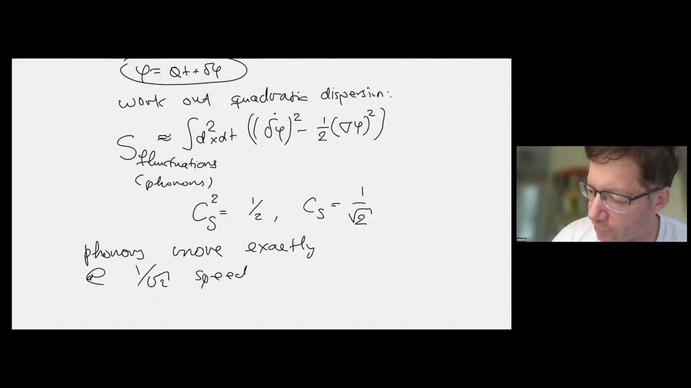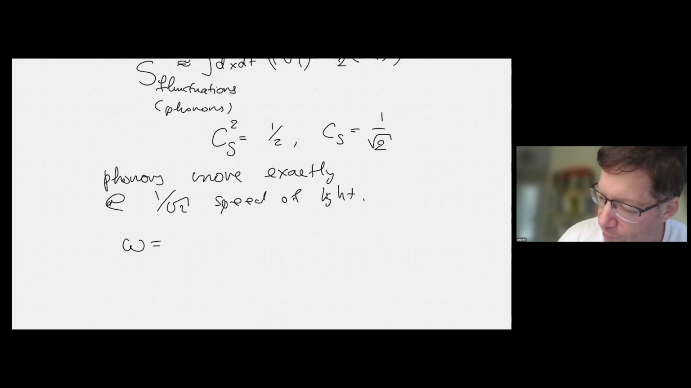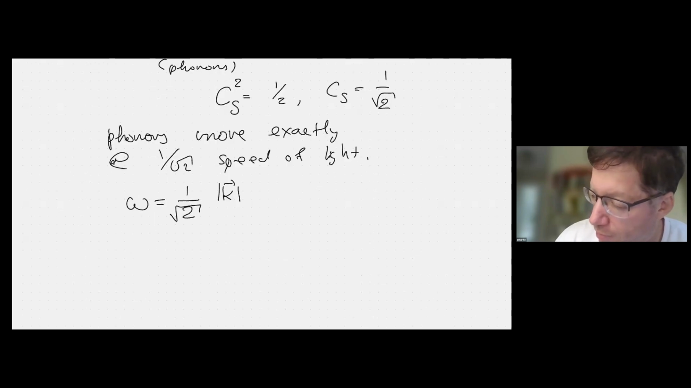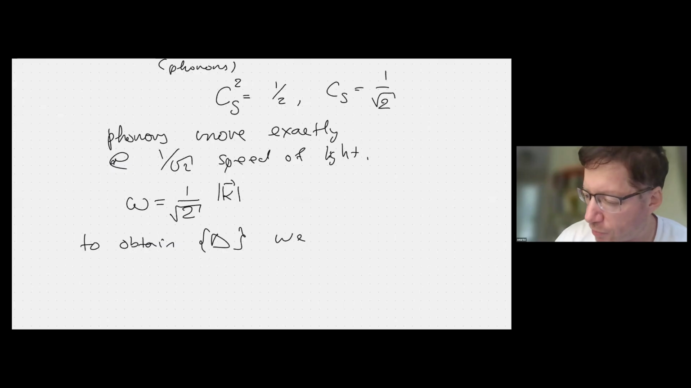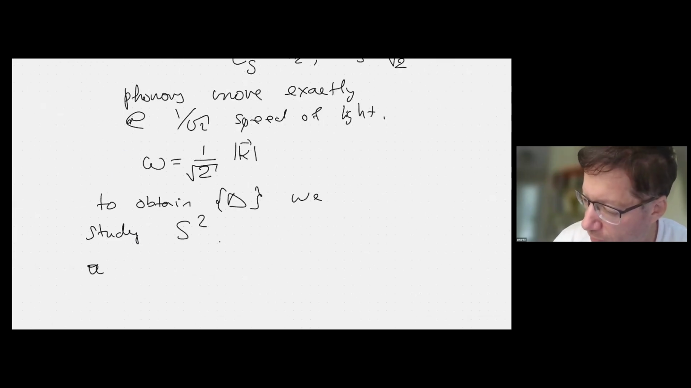That allows us to write their dispersion relation in infinite volume. We just get 1 over square root of 2, k. But remember that to obtain the spectrum of scaling dimensions, we don't study the theory in infinite volume. We study the theory on the sphere. And therefore, we just have to adapt the dispersion relation to the sphere.